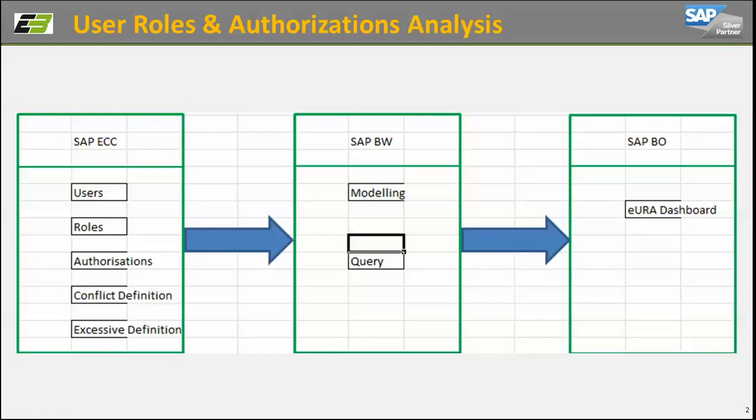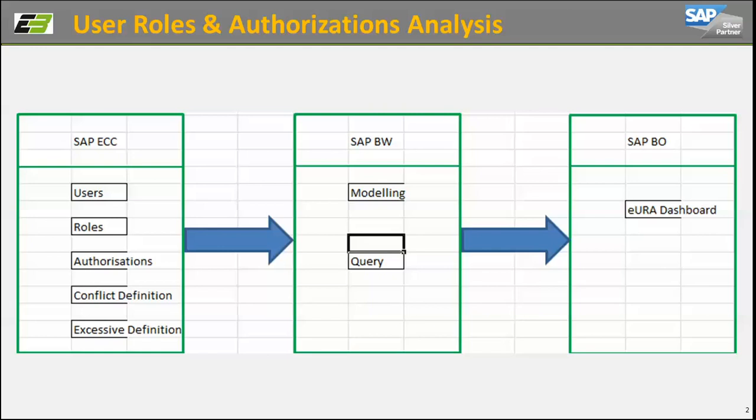For this dashboard, we have used three systems: SAP ECC, SAP BW, and SAP BO. In SAC, we have users, roles, and assigned authorizations. In addition to these authorizations, we also have maintained conflict definitions and excessive authorizations definition. We would be looking at these definitions in next slides.